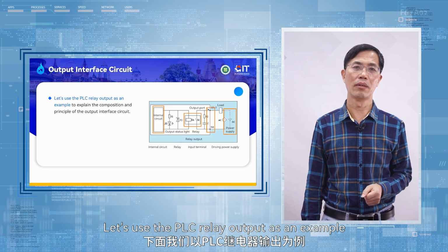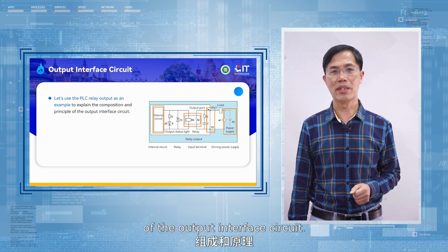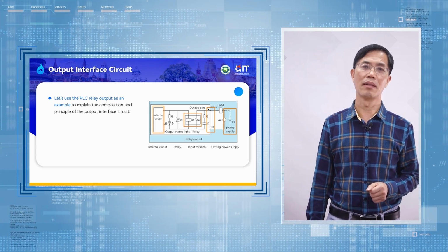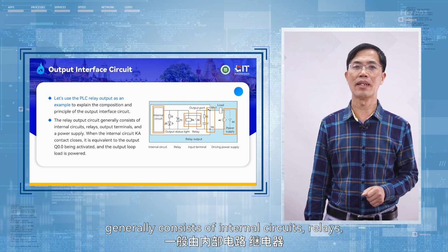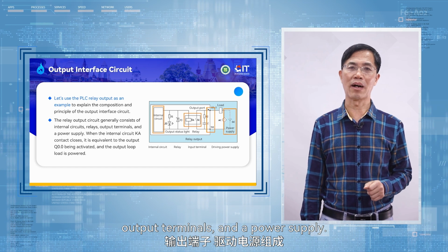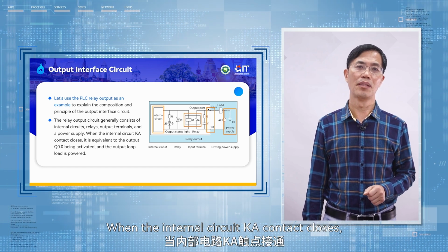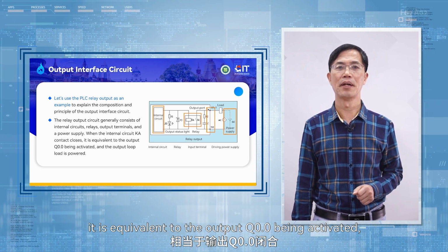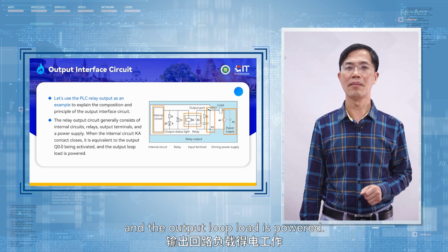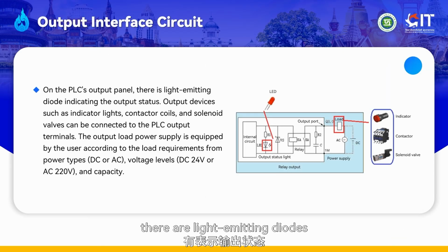Let's use the PLC relay output as an example to explain the composition and principle of the output interface circuit. The relay output circuit generally consists of internal circuits, relays, output terminals, and a power supply. When the internal circuit Ka contact closes, it is equivalent to the output Q0.0 being activated, and the output loop load is powered. On the PLC's output panel, there are light-emitting diodes that indicate the output status.